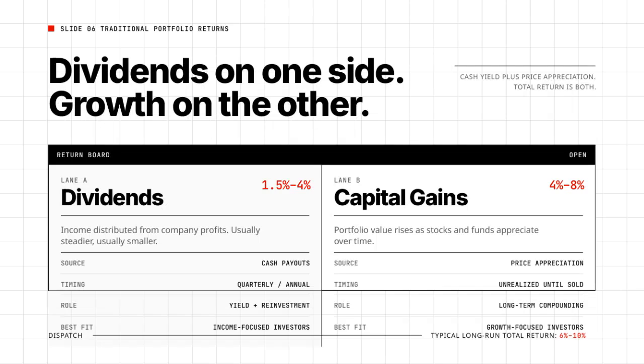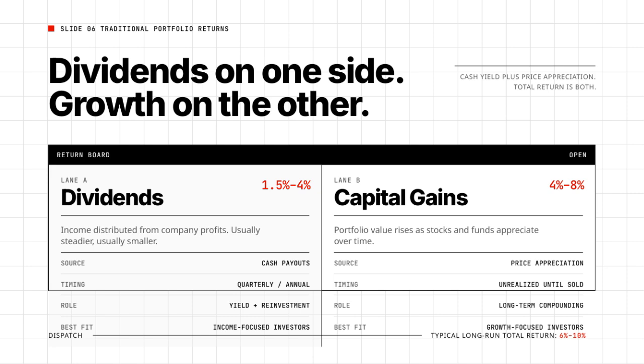When we look at traditional portfolio returns, it's important to understand that total return comes from two main components: dividends and price appreciation. On one side, we have dividends, which are cash income distributed regularly from company profits. These typically range between 1.5 to 4%, and tend to be steadier but smaller compared to capital gains. Dividends are usually paid quarterly or annually, and they offer income-focused investors a reliable stream of earnings that can be reinvested for growth. On the other side, we have capital gains, which represent the increase in a portfolio's value as stocks and funds appreciate over time.